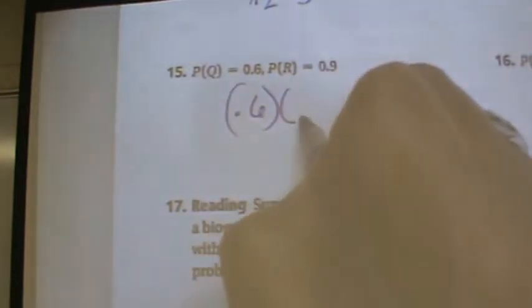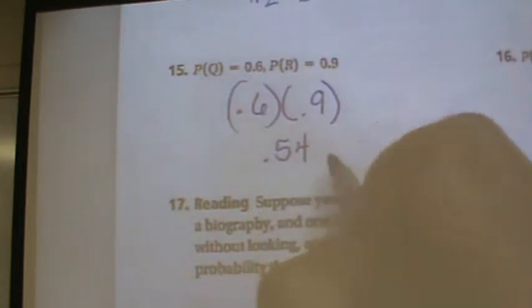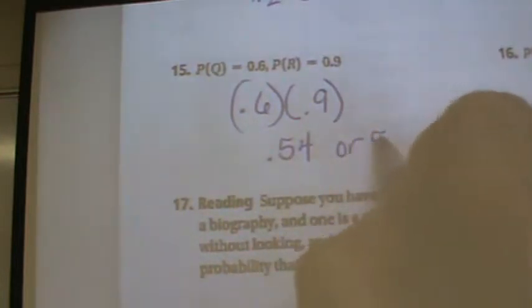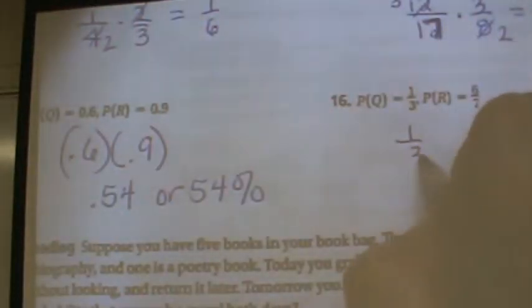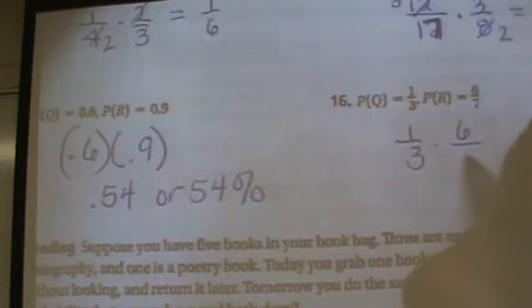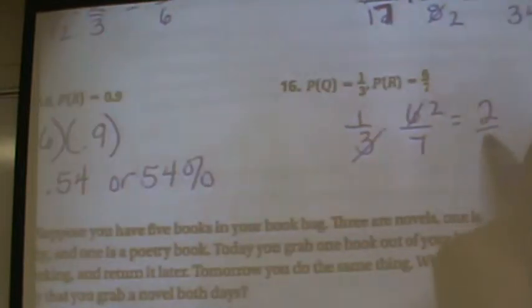How about number 15? What's the probability of Q and R? Well, it's 0.6 times 0.9. What's 0.6 times 0.9? 0.54, or 54%. And the last one, what's the probability of Q and R? Anyone want to give me that one? 2/7.